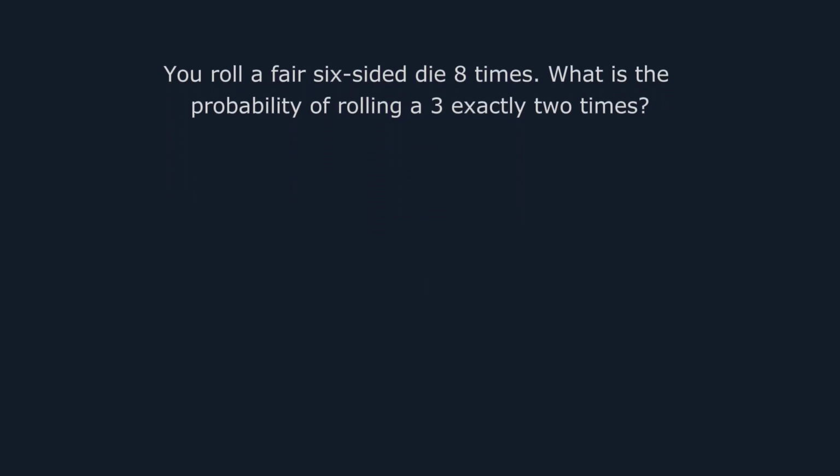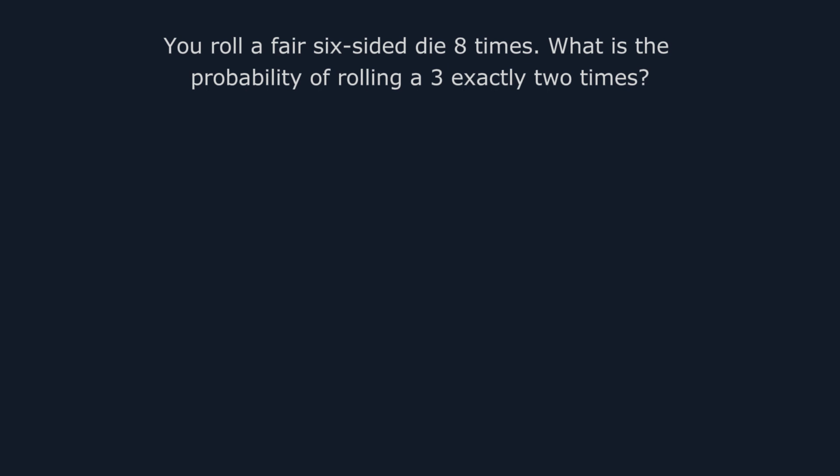Now, let's solve this step by step. The number of trials, n, is 8, because you're rolling the die 8 times. The number of successes, k, is 2, since we're looking for exactly 2 rolls where a 3 appears. The probability of success on any given roll, p, is 1/6 because there's one favorable outcome out of the 6 possible outcomes on the die.